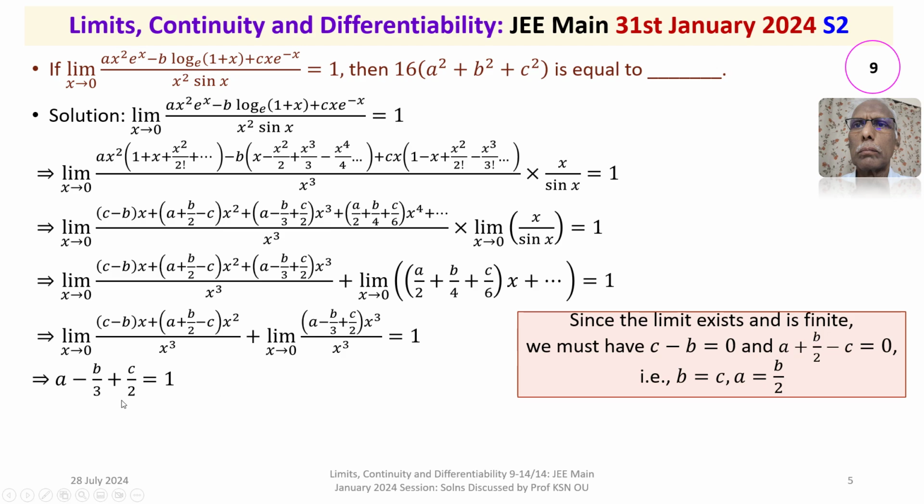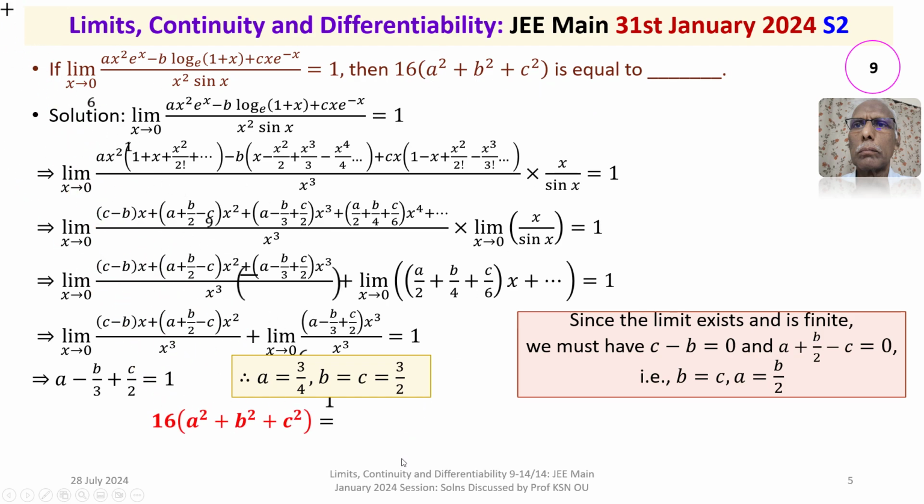Thus, we have 3 equations in 3 unknowns and solve them. On solving, we will get a is equal to 3 by 4, b is equal to c is equal to 3 by 2. What is it that we want? We want the value of 16 times a square plus b square plus c square.